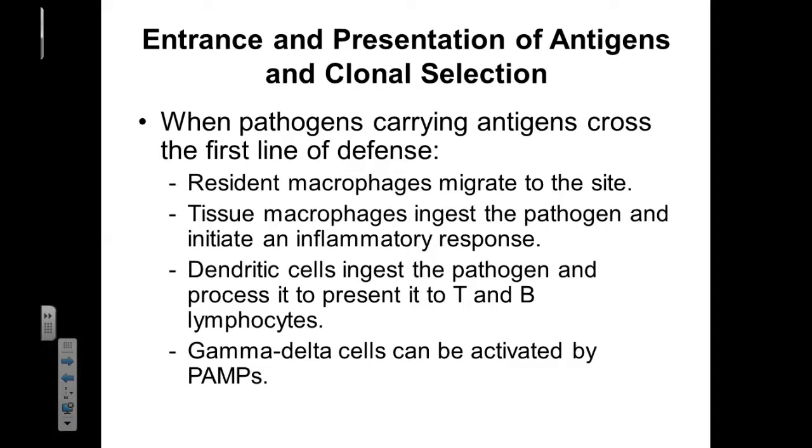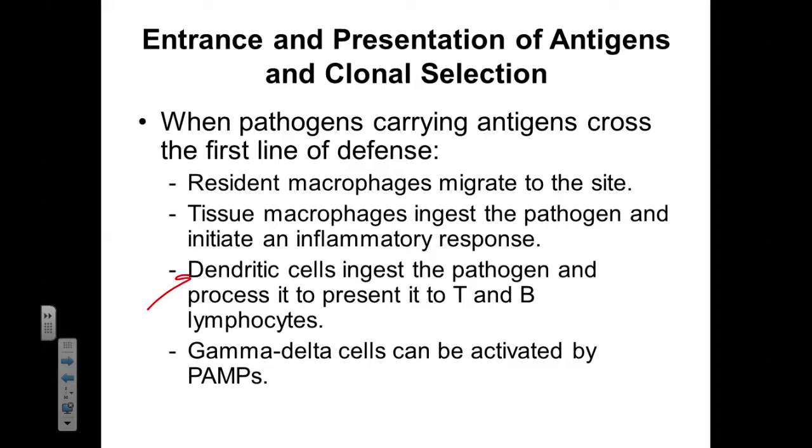So let's talk about antigen presenting and clonal selection. First, we need to have a pathogen carry the antigen from the first line of defense. So we'll have our resident macrophage migrate to the site of infection. Those macrophages are then going to phagocytize or ingest the pathogen, break it down, and initiate the inflammatory response.